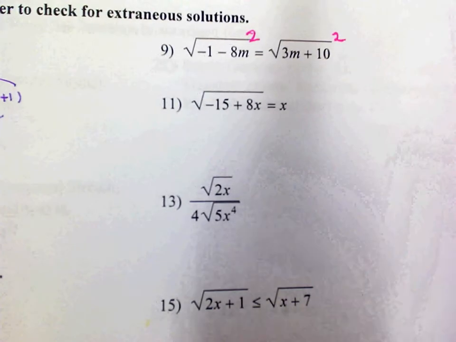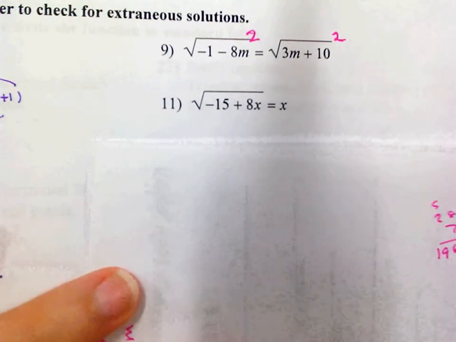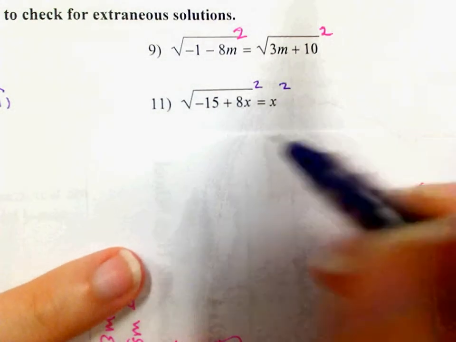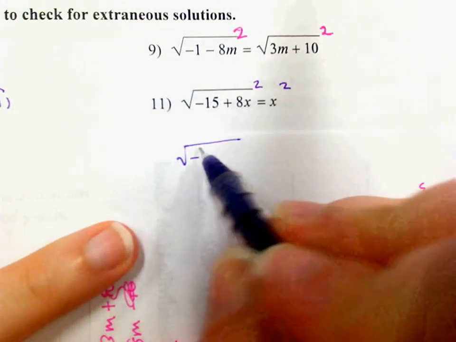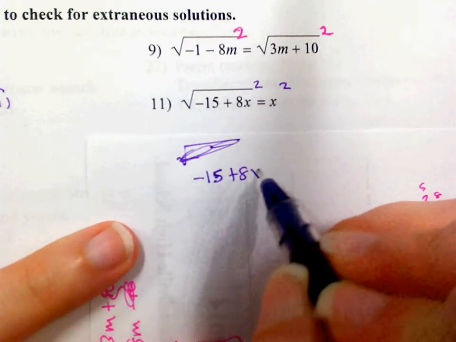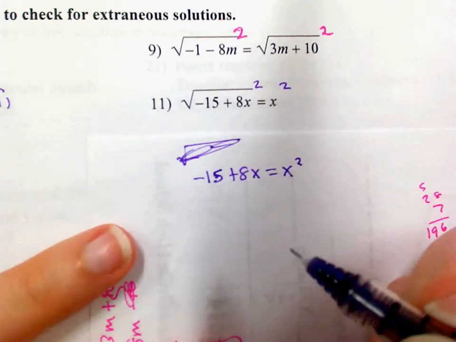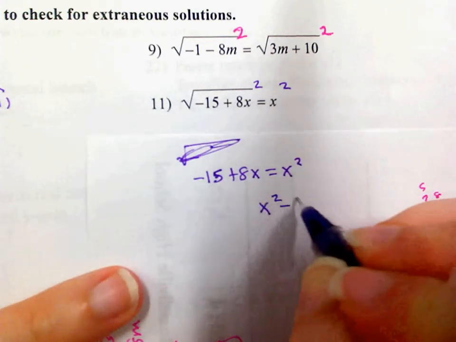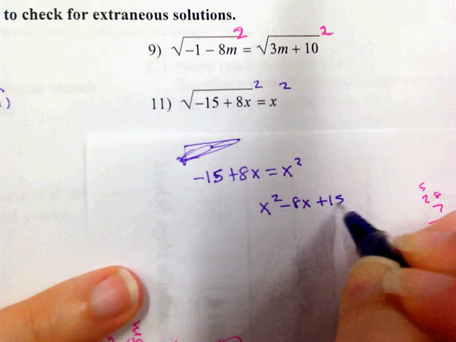When I square both sides, I'm left with the square root of negative 15 plus 8x equals x squared. Okay, so I'm going to get everything on the same side as the quadratic. x squared minus 8x plus 15 equals 0. Okay, this is a quadratic.